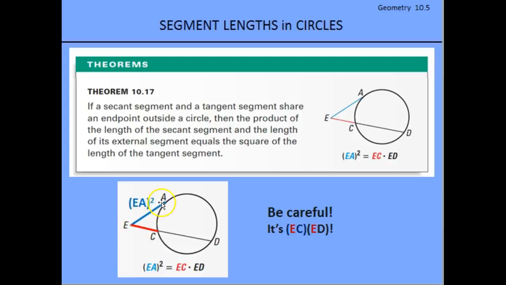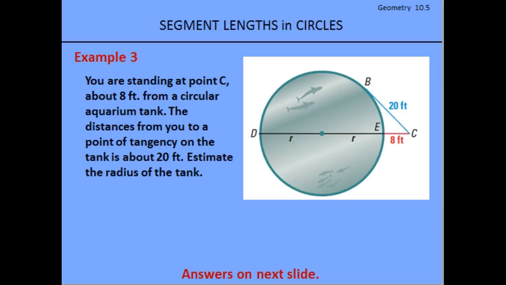All they're saying is the short segment, you square it, and that should equal EC times ED. Again, remember, it's not just the portion inside, it's the part times the whole. Should equal the small one squared. Let's give that one a try.